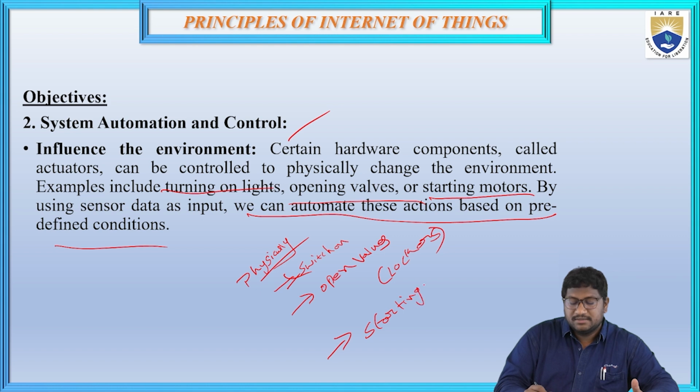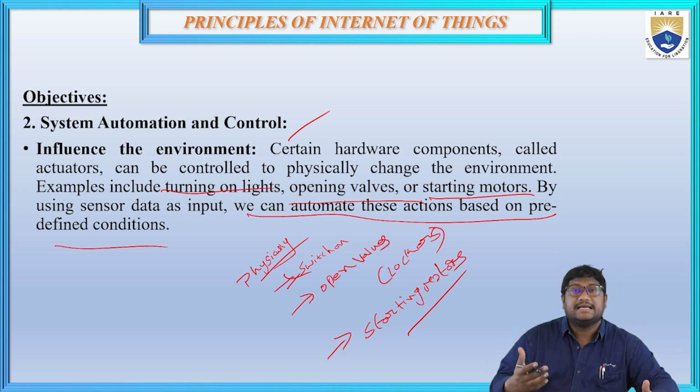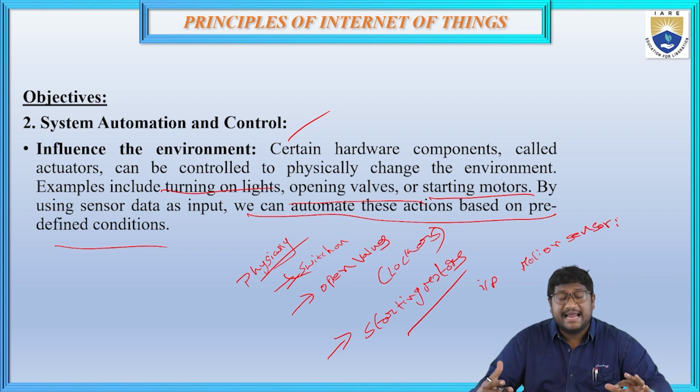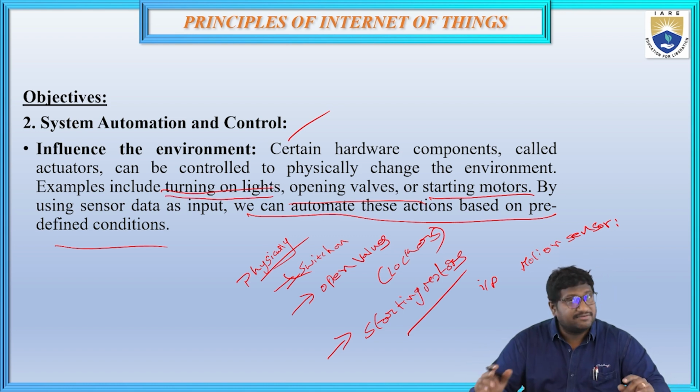Starting motor. These are the 3 examples which we do regularly, without the help of IoT, physically. Suppose you use sensor data as an input, and the sensor is sensing information, like a motion sensor. If I place a motion sensor, it will automatically sense my motion and inform the switch to switch on, so turning on lights was done automatically. So it was automated.